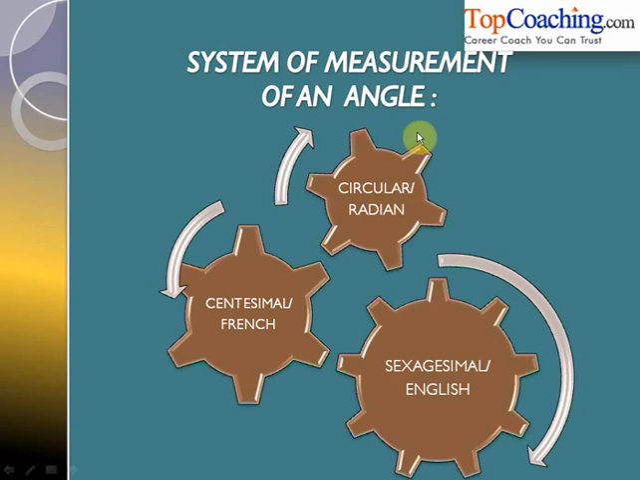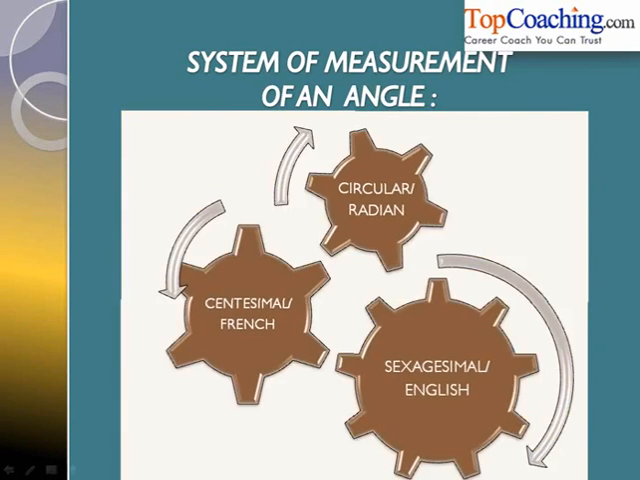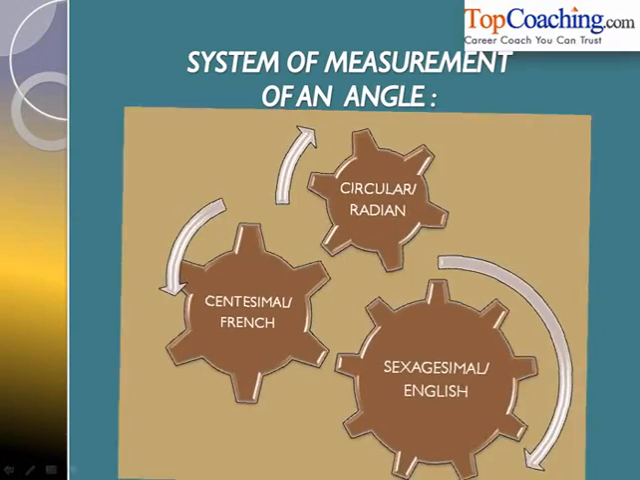So there are 3 systems of measurement of an angle. The first is the sexagesimal, which is also known as the English system. The second is the centesimal system, which is actually the French system. And the third one is the circular system, which is also known as the radian system. So one by one we are going to see these three systems of measurement of an angle.